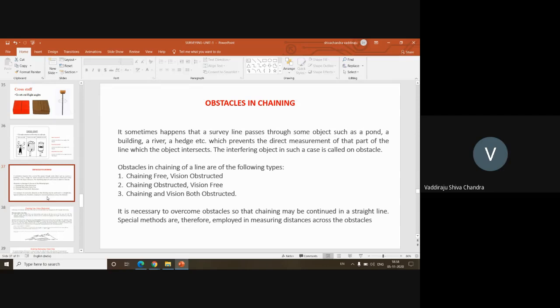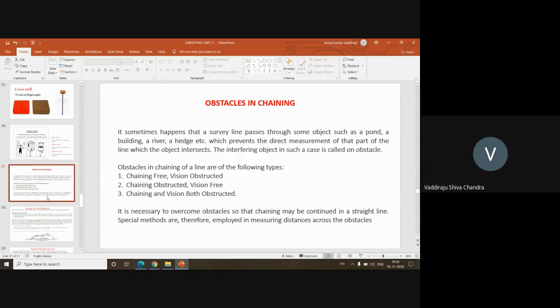Another one is chaining obstructed, vision free. Here you are not able to continue the chaining because of the presence of a pond or a valley, but you are able to see the two opposite points. From A, you will be able to see point B. From B, you will be able to see point C or A. But you can't drag the chain because of a pond, a boulder, or a valley.